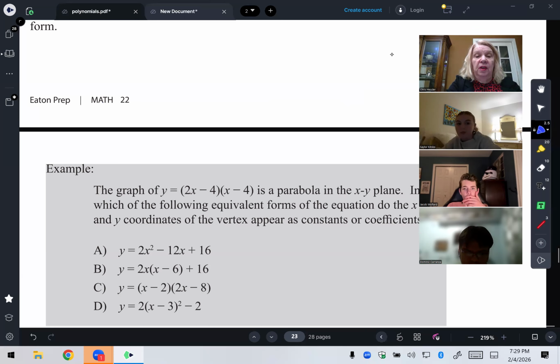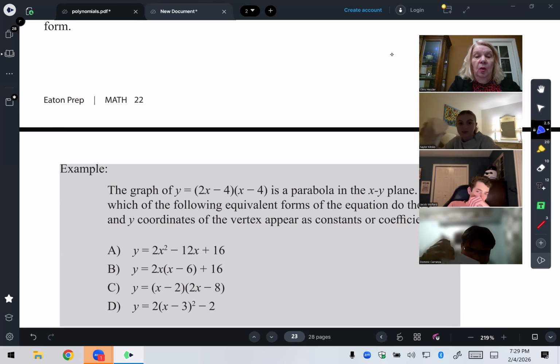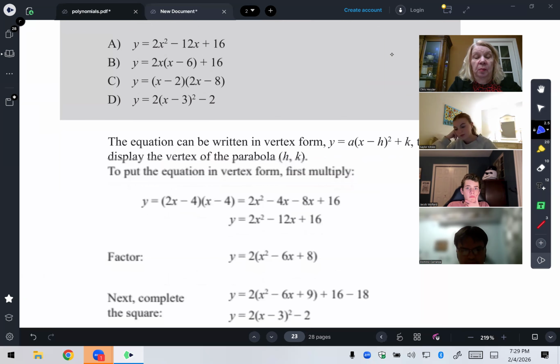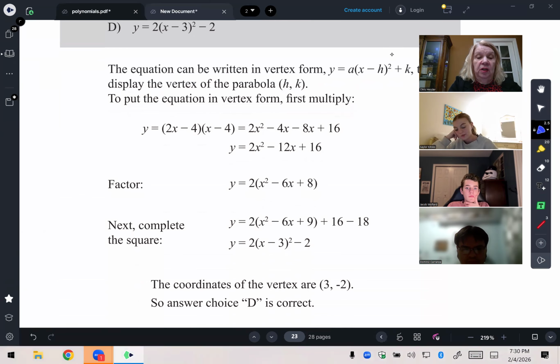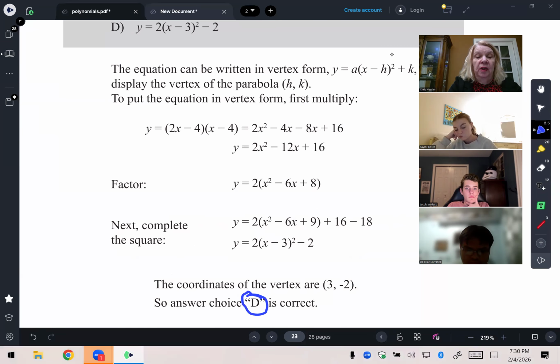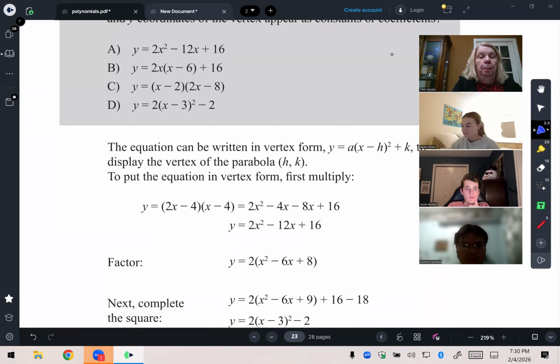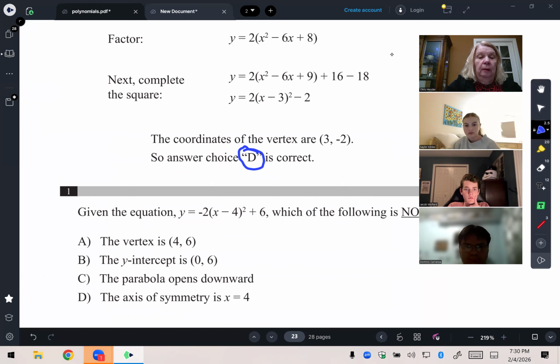Okay, the graph of this is a parabola. We want the vertex form, and for that, it would be answer choice D. So in the interest of time, they don't give you that vertex form formula. You have to know it, and hk is your vertex. Okay, so let's keep going.